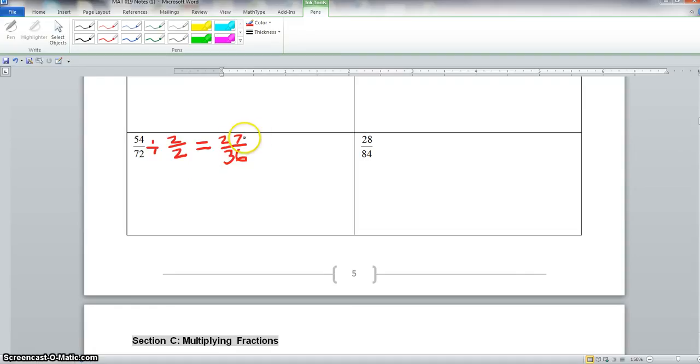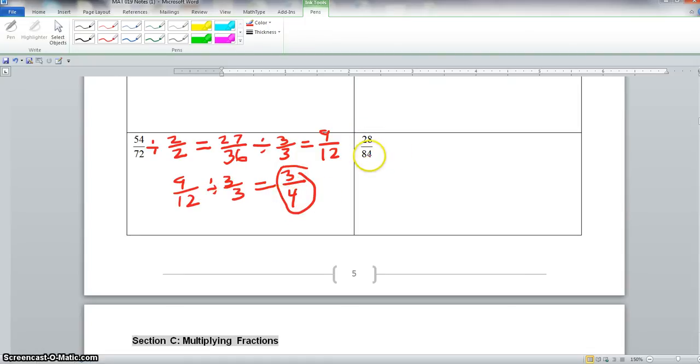Now we look here at 27 and 36. With these two numbers, we know that both can be divided by 3 evenly. 27 divided by 3 is 9, and 36 divided by 3 is 12. Now when we look here at 9 over 12, there's another number that we could divide evenly into 9/12, which is 3. So we could divide the numerator and denominator by 3. And 9 divided by 3 is 3. And 12 divided by 3 is 4. There's no other number that could divide evenly into 3 and 4 except 1. So that is the final answer.